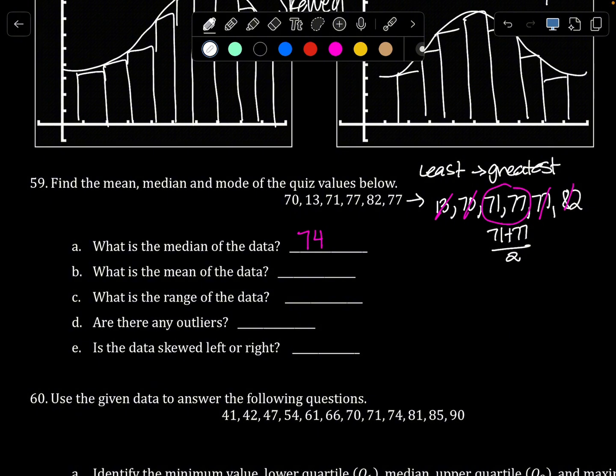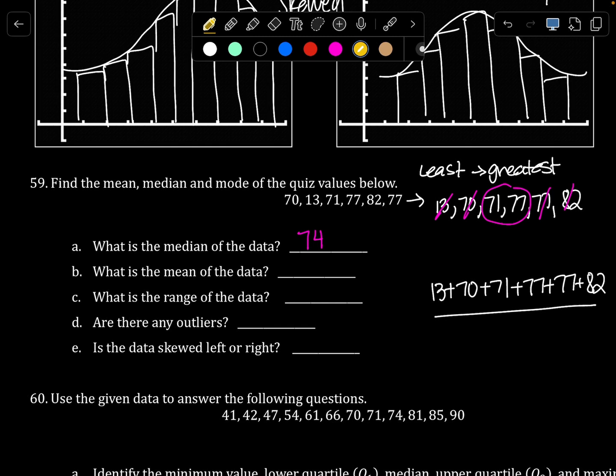Now, what is the mean of the data? The mean is you're going to have to take all these numbers and what? Yes, add them all together and divide by 6. Yeah, there's 3, 4, 5, 6 numbers. So divide by 6. See if you can plug that into your calculator. Ooh, it's a nice whole number. Did you guys get a nice whole number?